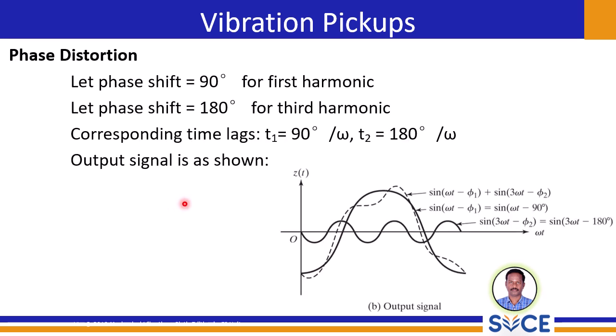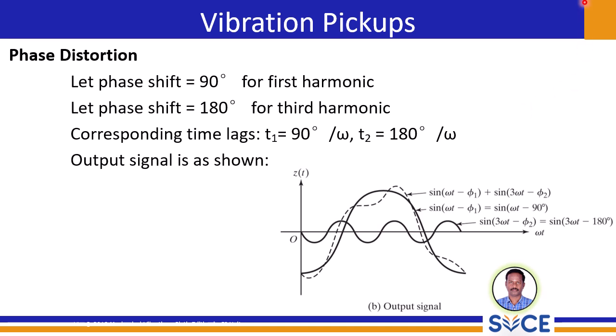Let's assume our measuring instrument introduces a phase shift of 90 degrees for the first harmonic and a phase shift of 180 degrees for the third harmonic. A phase shift corresponds to a time lag. For a frequency omega, a phase shift of pi radians corresponds to a time lag of t equal to pi divided by omega. So for the first harmonic with a phase shift of 90, the time lag is 90 divided by omega. For the third harmonic with a phase shift of 180, the time lag is 180 divided by omega.